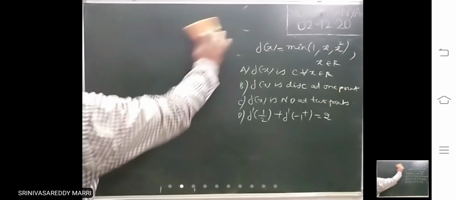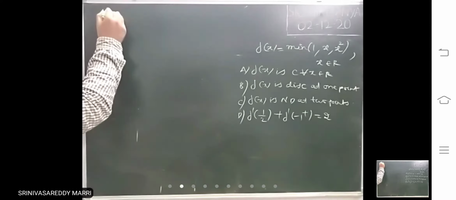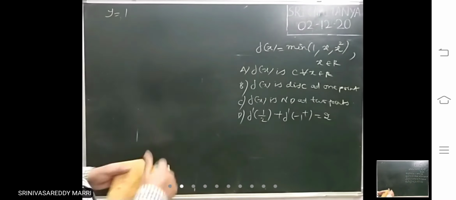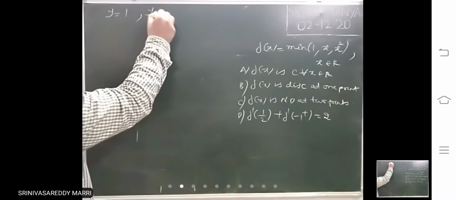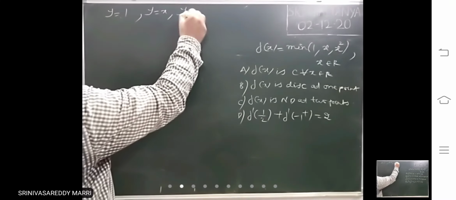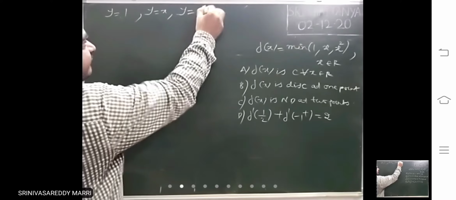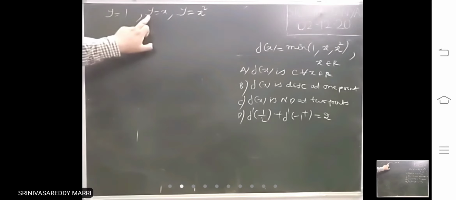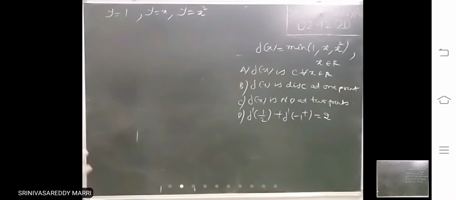Look at, so 1, x, x square are there. You draw first what are those? First one y equal to 1, second one y equal to x, third one y equal to x square. These three graphs you draw. Y equal to 1 means what? A line parallel to the x-axis. Y equal to x is a straight line passing through the origin. Y equal to x square is a parabola.